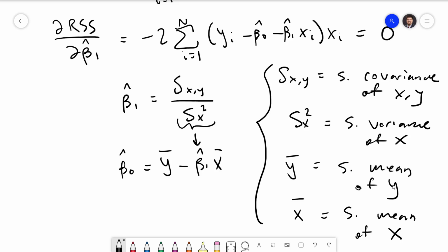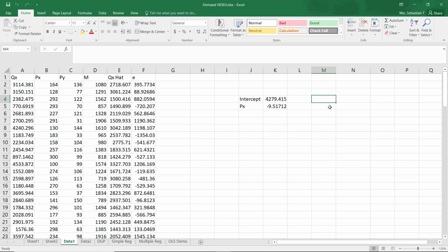If we do this correctly, this should give us the same result as the regression, and this will serve to illustrate what exactly Excel was doing when we click the regression button. Let's give this a try.